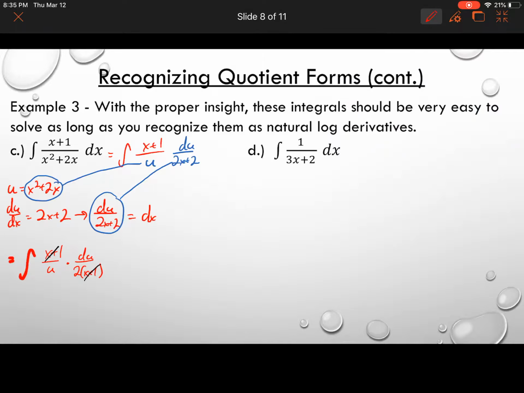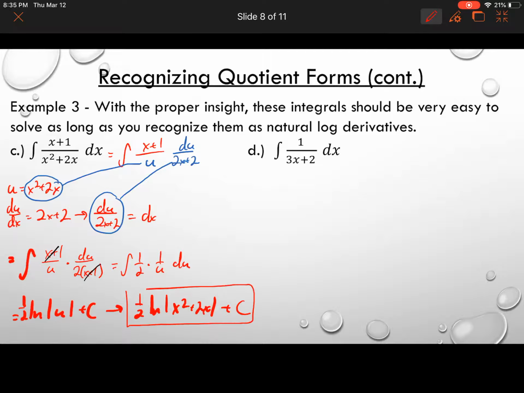And now we can write this, very similar to how we did the other problems, as 1 over 2 times 1 over u du. We do our antiderivative, natural log of the absolute value of u, except this time we have 1/2, plus c. So our final answer is 1/2 natural log of the absolute value of x squared plus 2x plus c. Exactly what we thought it would be.